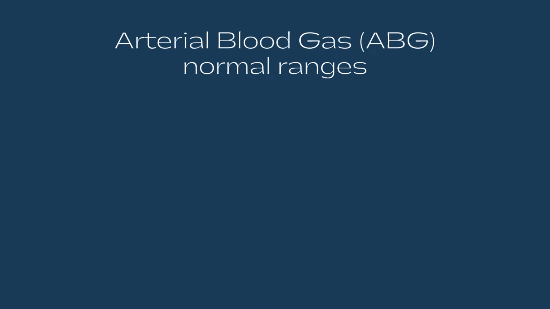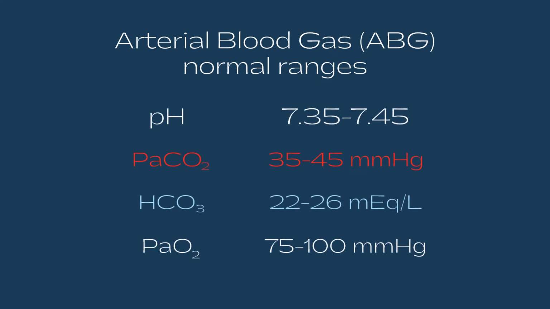Acid-base imbalances in the body are identified by taking blood from an artery. These are called arterial blood gases. Let's look at the normal values in an ABG. We already discussed the body's normal pH, 7.35 to 7.45. CO2 is a gas, so it is measured as a partial pressure, 35 to 45 millimeters of mercury. Bicarbonate is measured as a unit of volume concentration, 22 to 26 milliequivalents per liter.